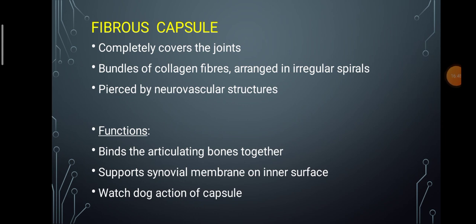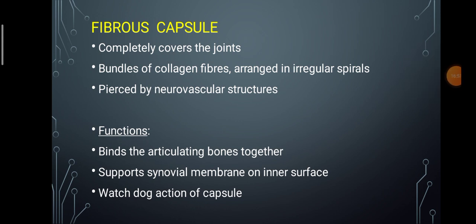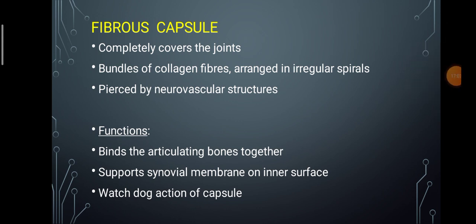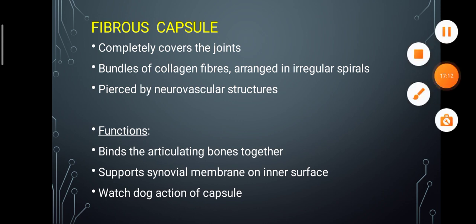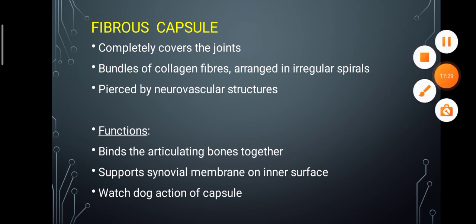And what is the function of this fibrous capsule? It binds the articulating bones together. It supports the synovial membrane, which is present on the inner surface, and it has a watchdog action. What is this watchdog action of the capsule? Numerous sensory nerve endings ramify on the capsule. So stimulation of these nerve endings produces reflex contraction of muscles acting on the joint in such a way that the joint is brought into a position of maximum comfort to protect the joint. That is the watchdog action of the capsule.